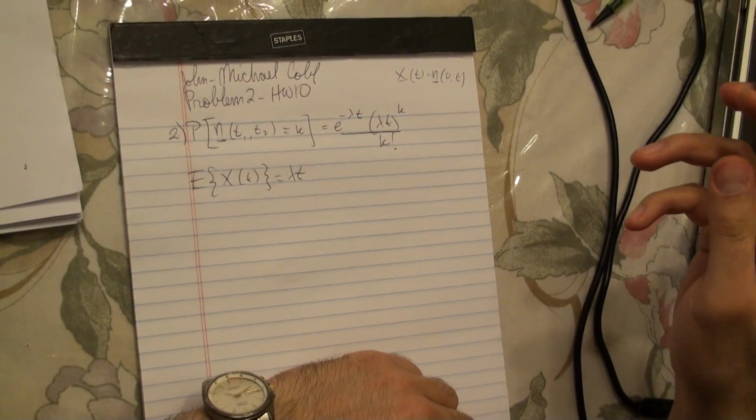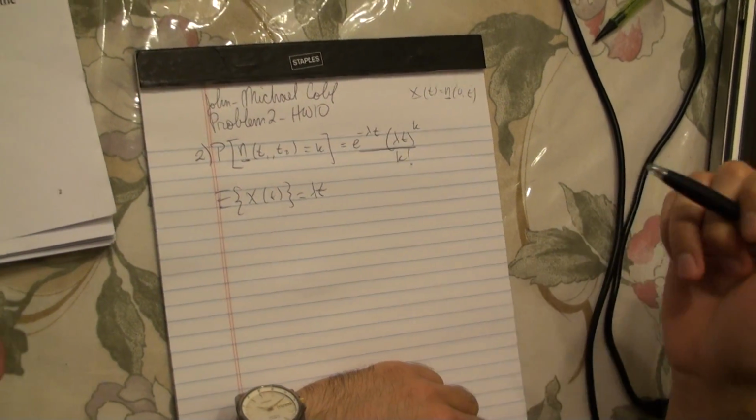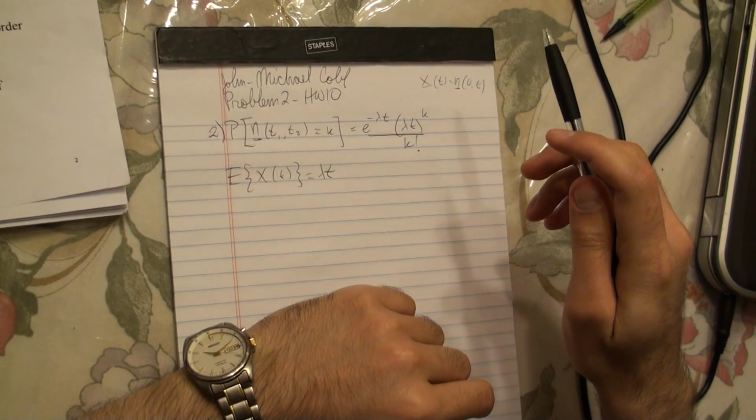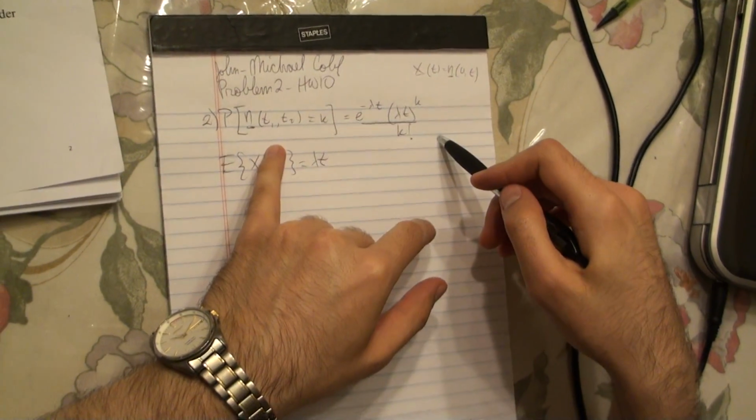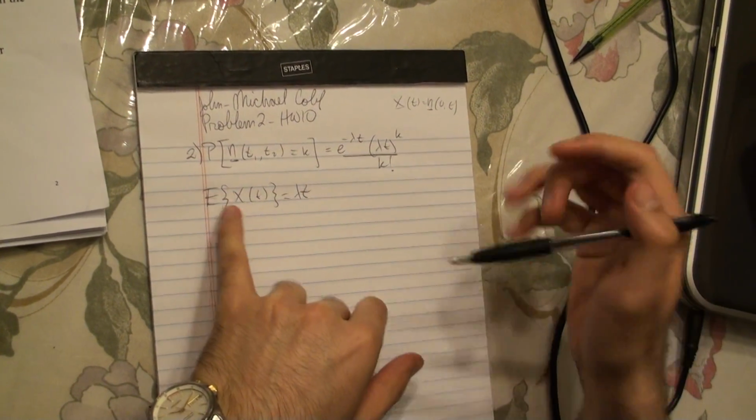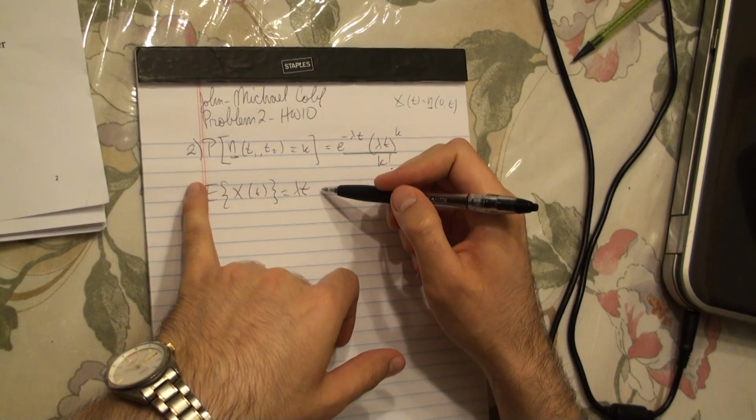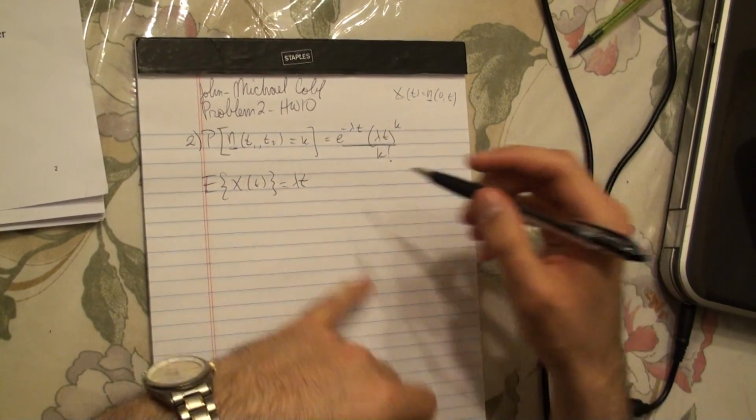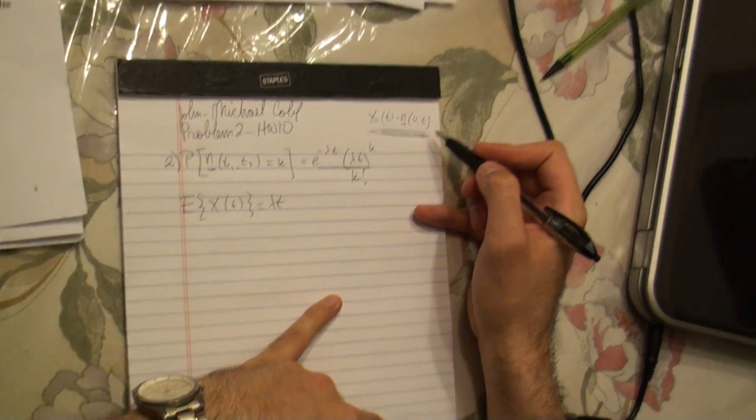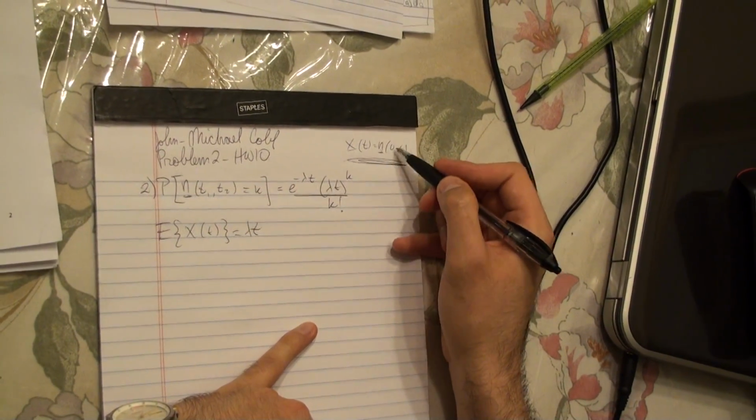All right, problem 2, homework 10. Problem 2 is related to problem 1 of homework 10, where we deal with this Poisson process. So I wrote the equation down here again. And I remind everyone from problem 1 that the expected value of X is lambda t, where X is this interval over here of n from 0 to t.